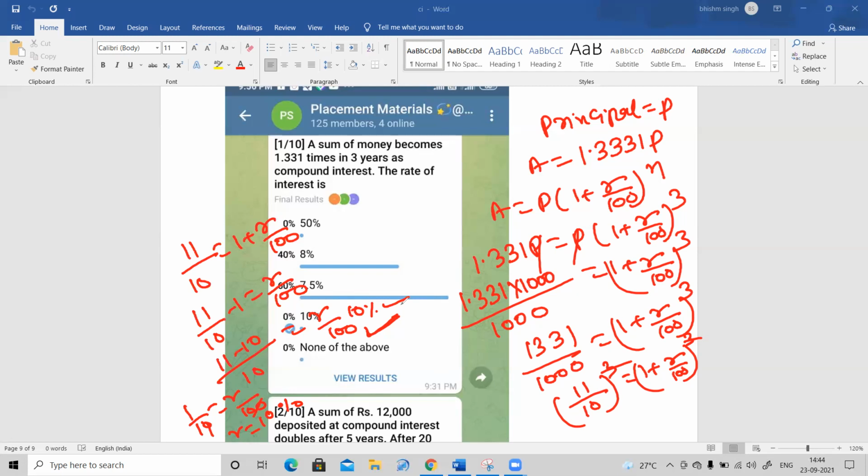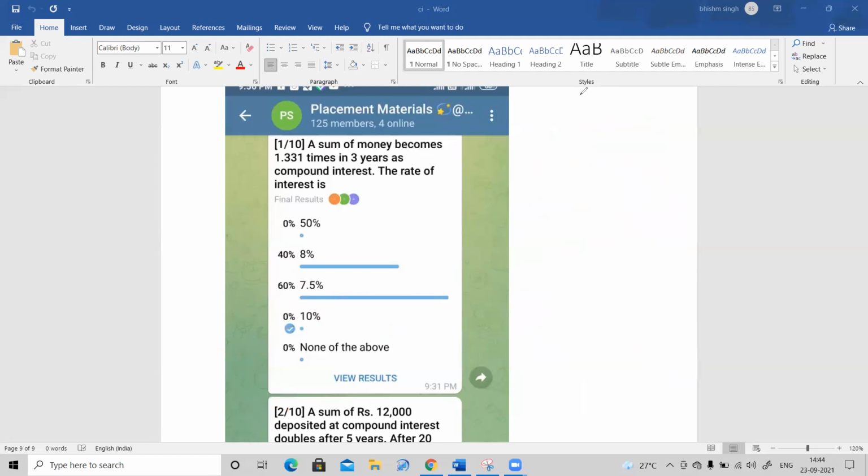This is very simple. Otherwise, if you want to do this one, I have told you a trick method in the class. If you want to apply this method, you can apply it here. Simply, they're asking 1.331 times here. So you can go by the options. Like you have 100 rupees. If you go by 50%, this cannot be the answer, because if you multiply 1.331 with 100, how much is this? This is 133.1 rupees. So if you put 10%, 100 multiplied by 1.331, you will get 133.1.